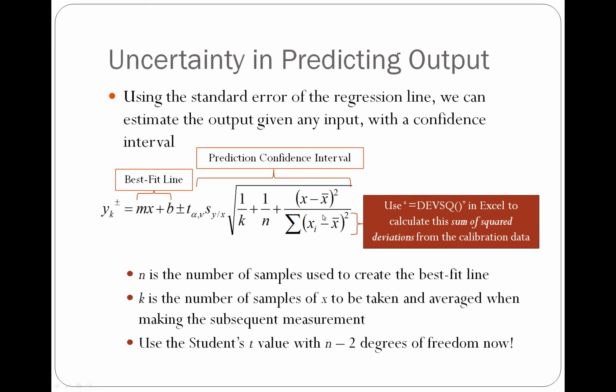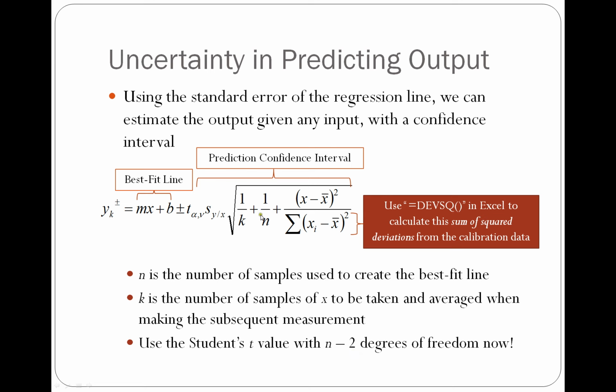To come up with the t critical value for the student's t, we're going to use n minus 2 degrees of freedom. This is slightly different from what we did when we had a single, constant input, when we were looking at the variation in a constant input value. Here we have n minus 2 degrees of freedom to worry about.